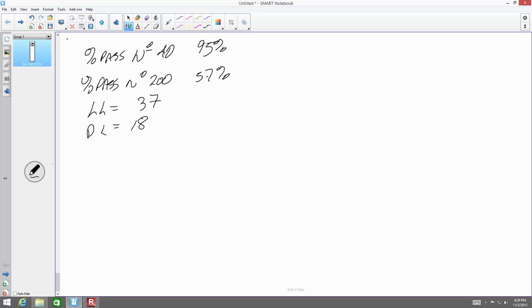The best way to do this one is to work your way through the table on page 145. Work your way through there and see if you can tell me what this is going to classify as.